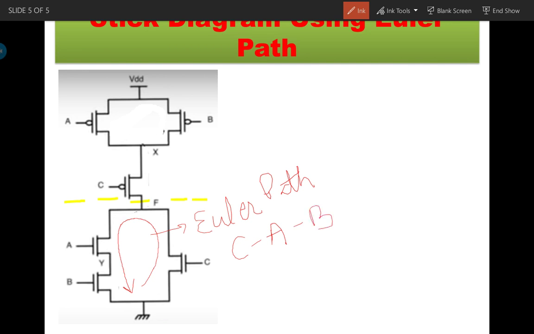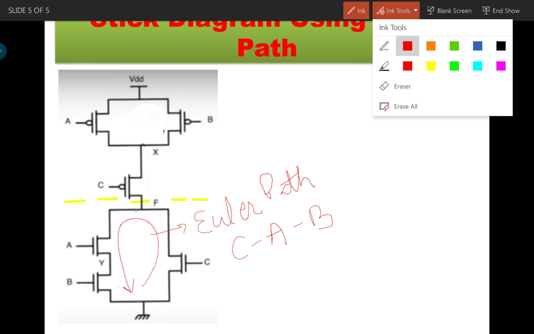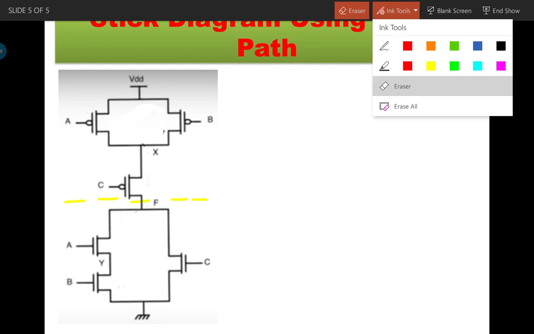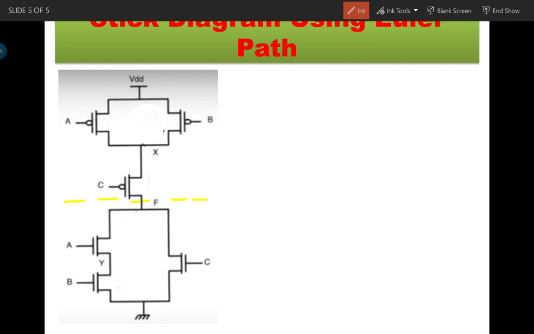Okay, or you can also draw this Euler path from this F point from C to B to A. So one and the same thing, either from ground to C to A to B or from C to B to A. The purpose is the same, right?